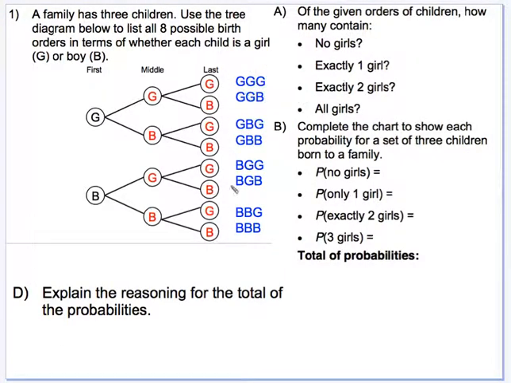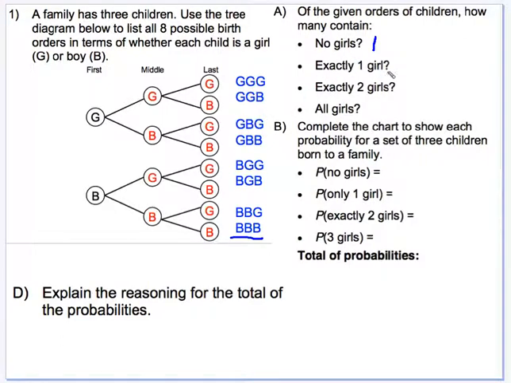All right, so this is what we have. These are the different combinations. Let's go ahead and look at A and B and answer these. Of the given orders of children, how many contain no girls? There's only 1 down here that has no girls, right? So let me see if I put the answers up here. No, I didn't. I thought I did. All right, sorry. Right here we only have 1 combination that has no girls.